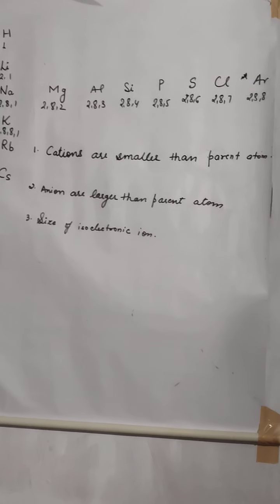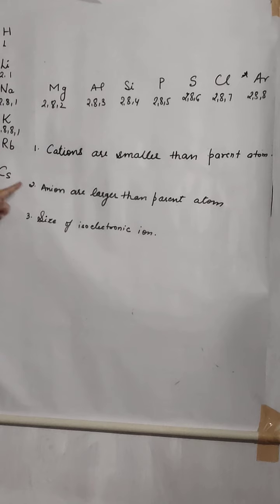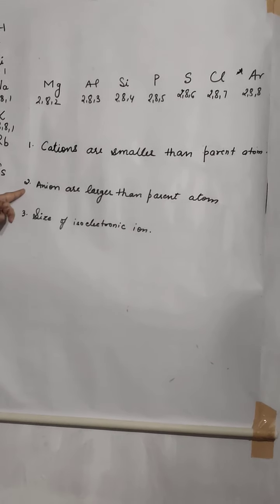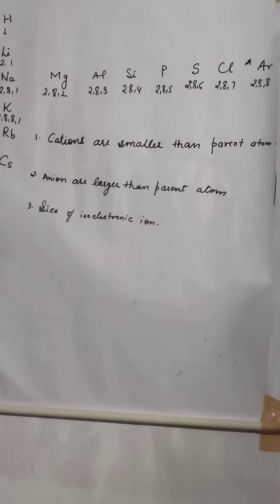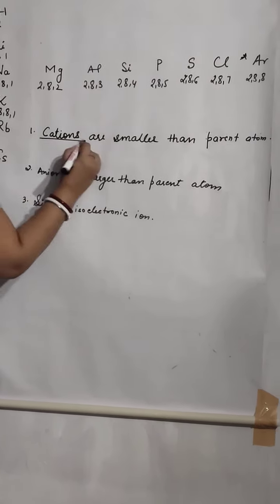First one, cations are smaller than parent atom. Next one, anions are larger than parent atom. And what is the size of isoelectronic ion? First, cations. So how are cations formed?